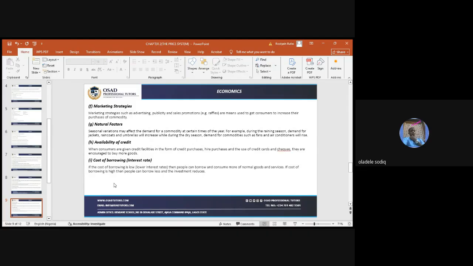Another one again is cost of borrowing. When we say cost of borrowing, that is the interest rate. If you want to borrow money from the bank, the bank will add interest. So if the interest is high, imagine somebody wants to borrow 10 million naira, and the interest, for example, is 4 million naira. Let's look at it together. Imagine the interest is even about 50% of the money you want to borrow. So all of this can also affect demand. Interest rate can affect demand too.